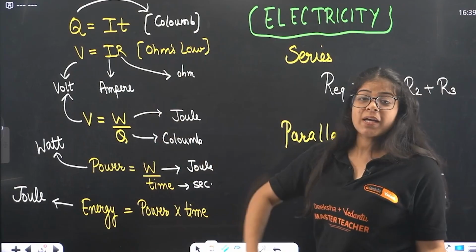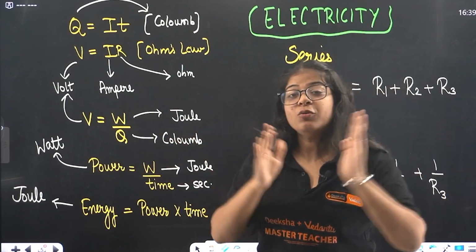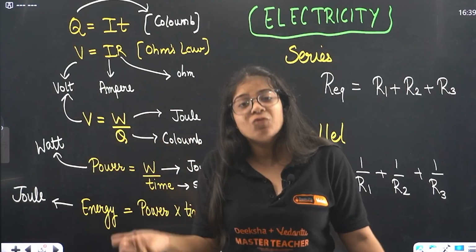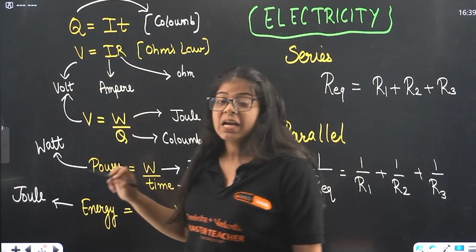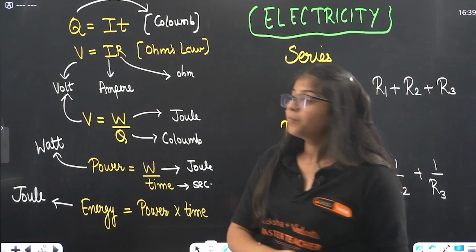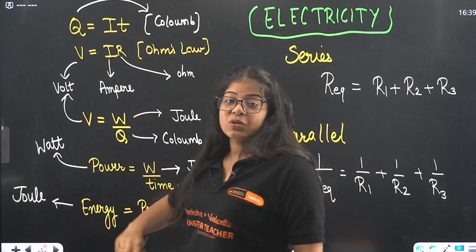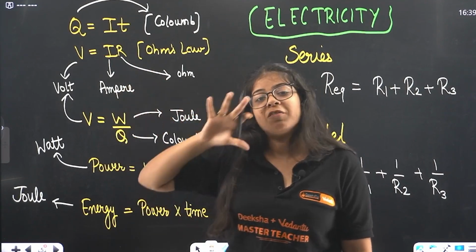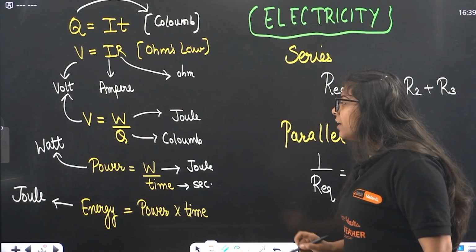Then V equals I R, our very own Ohm's law. So what is the unit? Unit of V, voltage, is volt, right? This is the potential difference. Potential difference unit is volt. I, again, current, unit is ampere. R is your resistance, its unit is ohm. V equals I R.